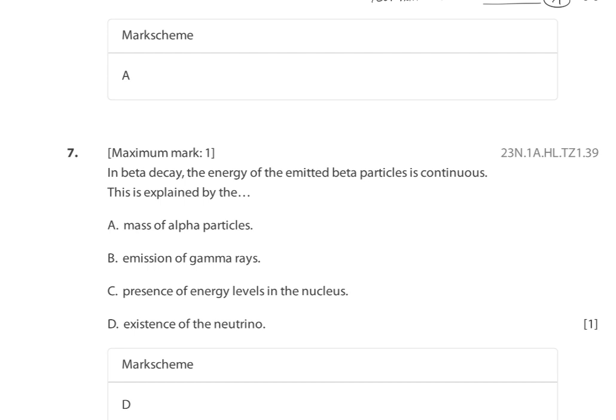Number 7, beta decay. The energy of the emitted beta particles is continuous. This is explained by the what? So what do they even mean by the energy is continuous?